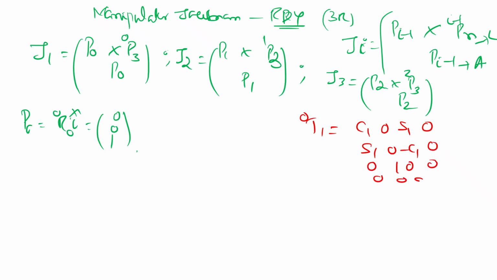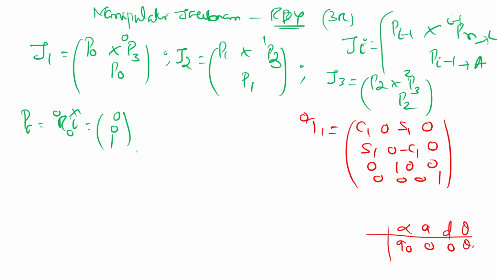So how did you get this one? Let me recollect your DH table. So your DH table is alpha 90 degrees, A is 0, D is 0, and theta is theta 1. If you substitute this in the DH transformation matrix, you will get this T10. Okay, so this is your T10. In that way only we will get this matrix.